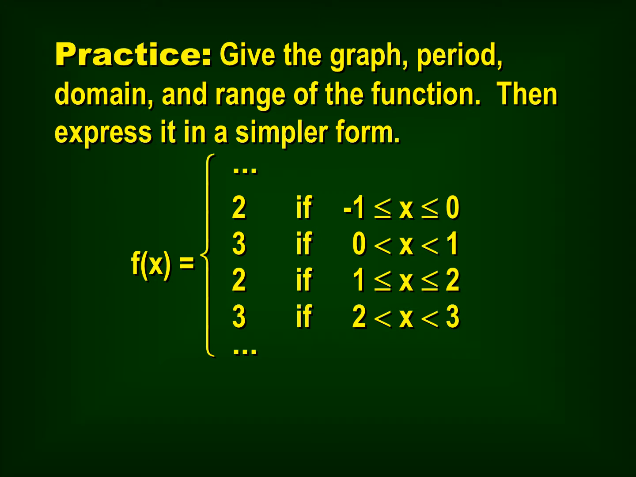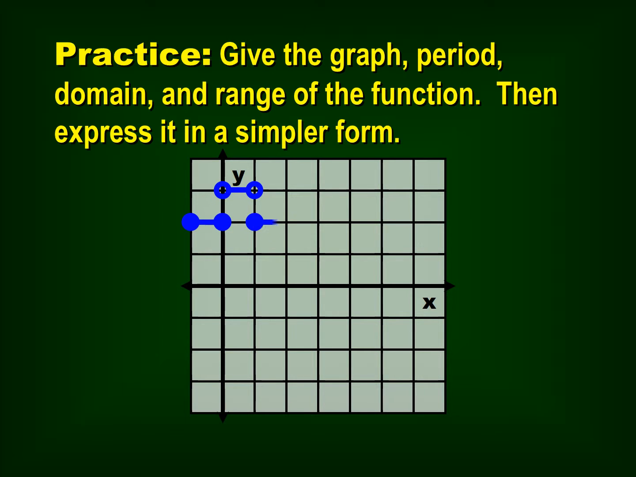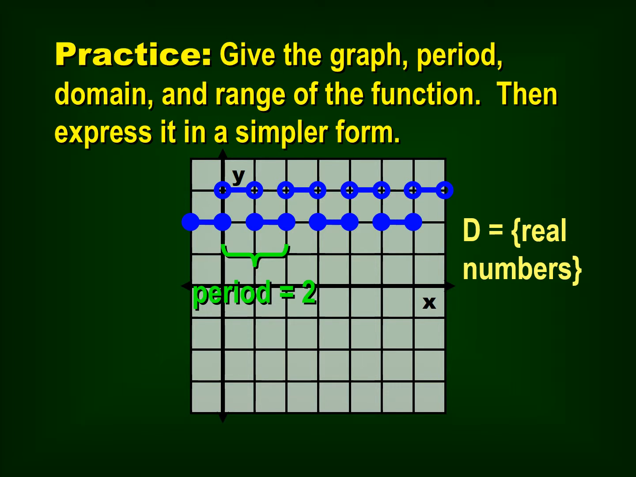Let's do another example. So here's another step function. This is what our graph looks like of that step function. It looks like we have a period of 2. So our cycle repeats every 2, or every x equals 2. So our domain is all real numbers. However, our range can only be 2 and 3. It jumps back and forth between 2 and 3.